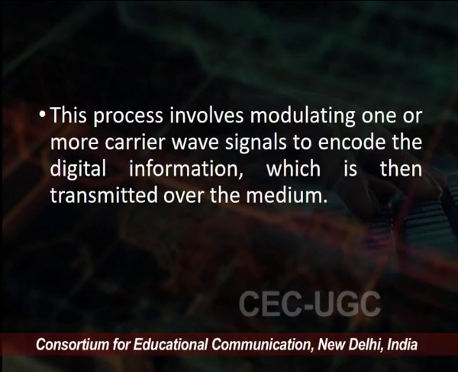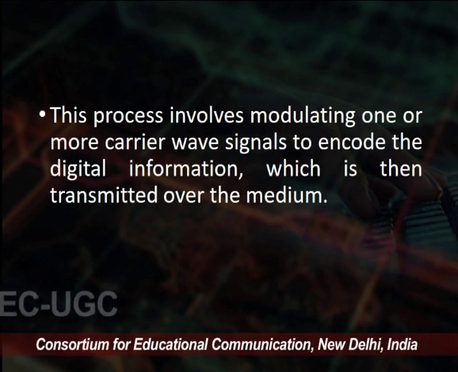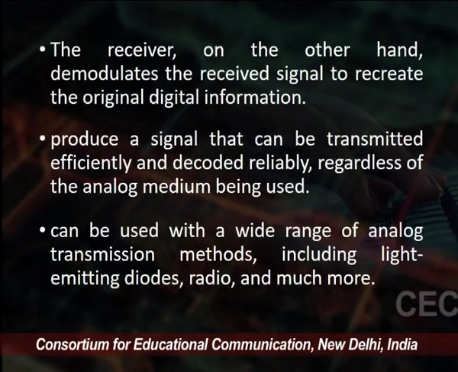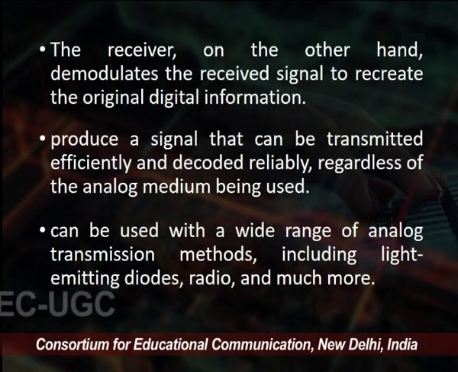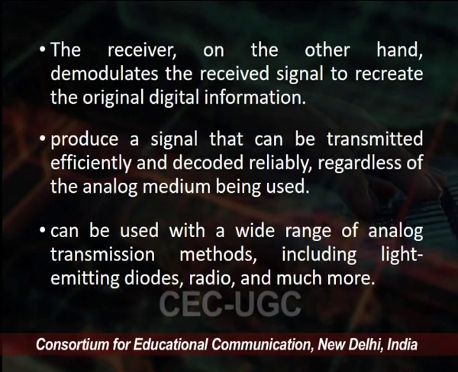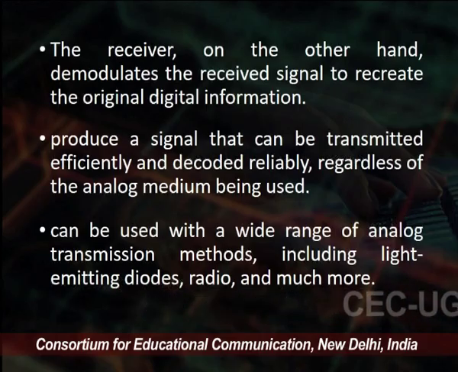So, these carrier wave signals are going to be modulated in order to get the digital information encoded, and hence we can transfer that digital information. And the vice versa process happens on the receiver side, where demodulation is done. The received signal is demodulated in order to recreate the original digital information. The modem basically produces a signal that can be transmitted efficiently and decoded reliably.